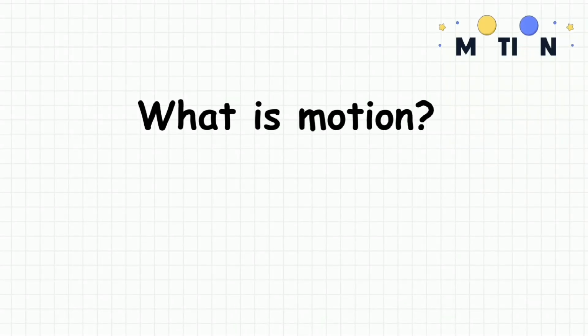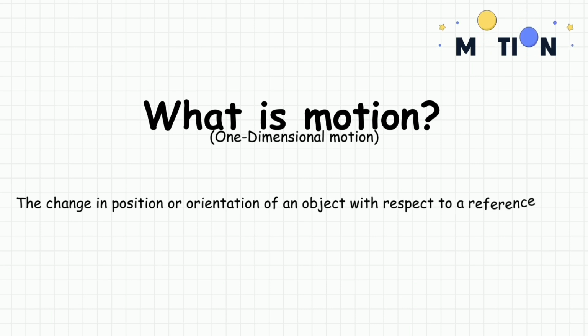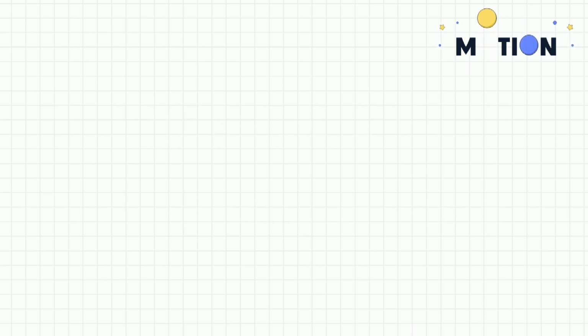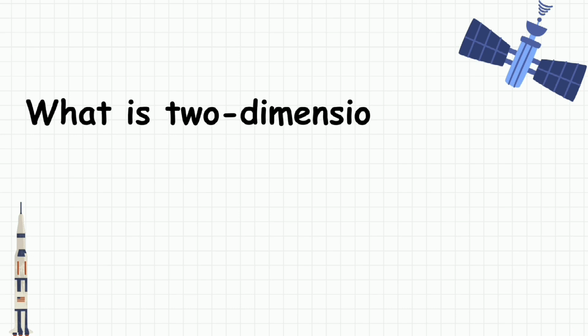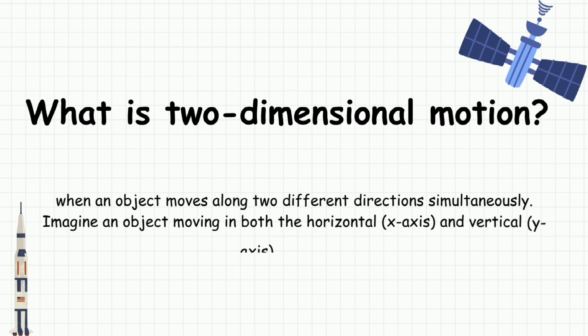What is motion? The change in position or orientation of an object with respect to a reference point over a given time. What is two-dimensional motion? When an object moves along two different directions simultaneously. Imagine an object moving in both the horizontal, x-axis, and vertical, y-axis, directions.